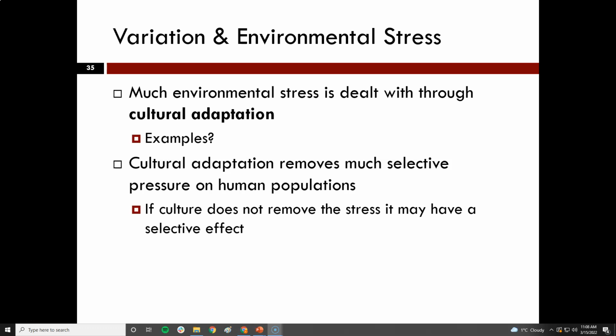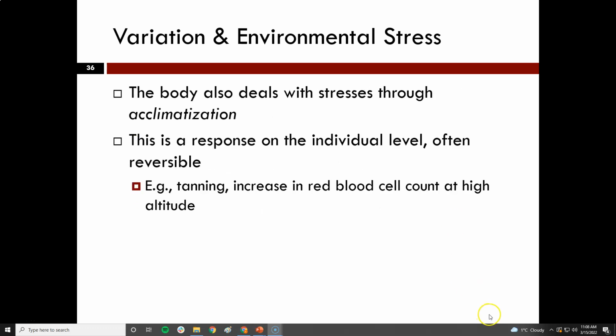So we'll talk about some of those consequences as well. In terms of environmental stress, we also have to consider the other ways that we have adapted to change and adapt to our environments. And so acclimatization is one. Now, this is not an adaptation in terms of being selected for per se, but rather at the individual level we have responses, often reversible, to short-term changes in our environment, right?